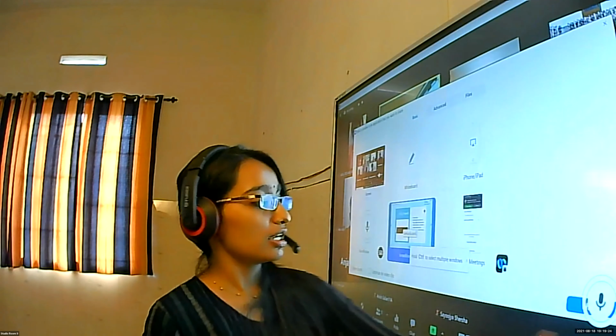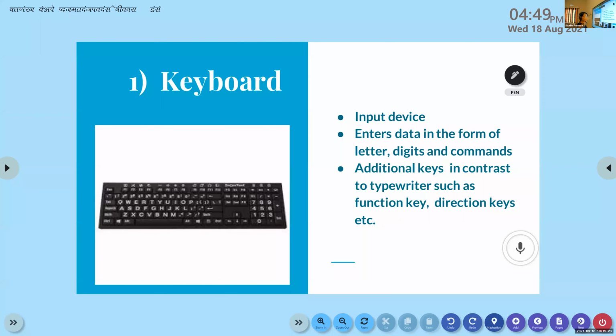So it is being used to enter. In that, you can see small buttons. These buttons are known as keys that you know, isn't it? Here you can see small buttons. These buttons are known as key. It is being used to enter data in the form of letters, digit, or commands.